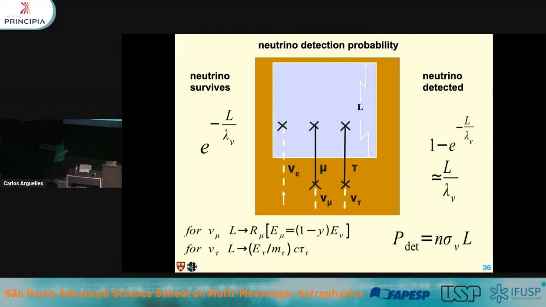So for a mu neutrino, the length is going to be the muon range, which is going to depend on the muon energy, which is going to depend on the neutrino energy. Don't worry about what y is for the time being. And then for the tau, well, taus don't lose much energy, but they can decay. So the distance that the tau can travel is the lifetime times the boost factor of the tau. Right? So this is how much a tau can go once it's produced. And then the probability of detection is just this, which is the interaction length times this length here. So that's what we need to compute.